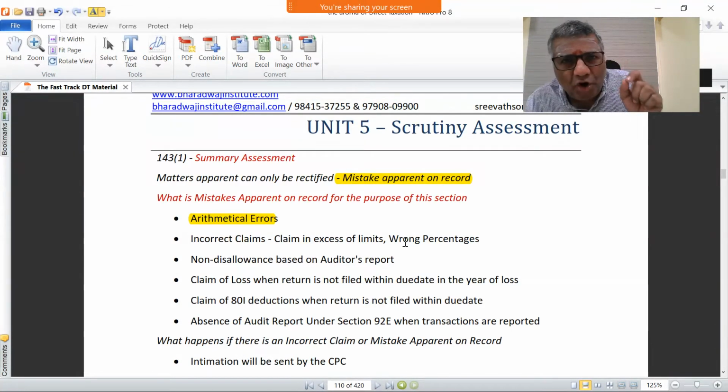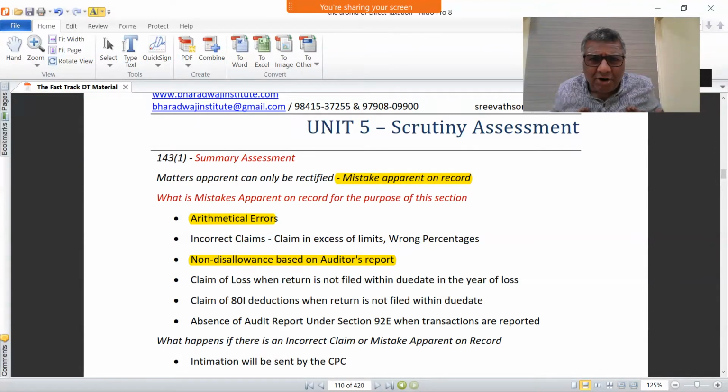The auditor in Form 3CD has said that payment in excess of rupees 10,000 on a single day is 5 lakhs, which I should have disallowed in my computation. Non-disallowance based upon what, I have not found out. Your own auditor has said you are supposed to disallow.